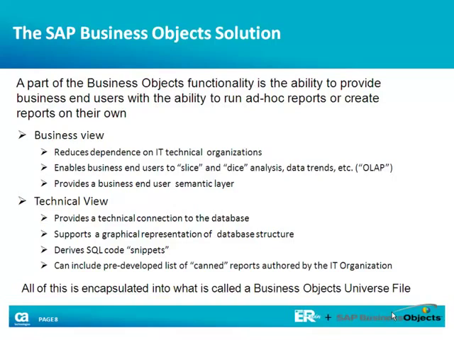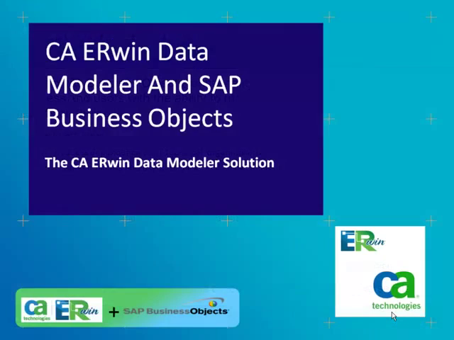All this kind of information is encapsulated into what we call a Business Objects Universe file. And there can be more than one Business Objects Universe file in Business Objects. And for the sake of this example, you can consider each universe file is access to one database structure.